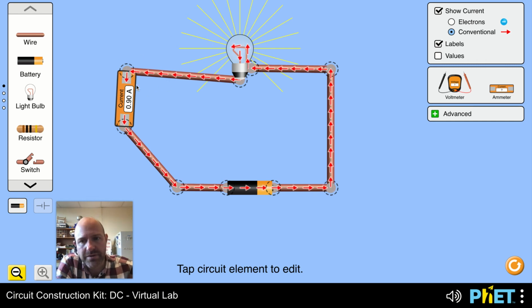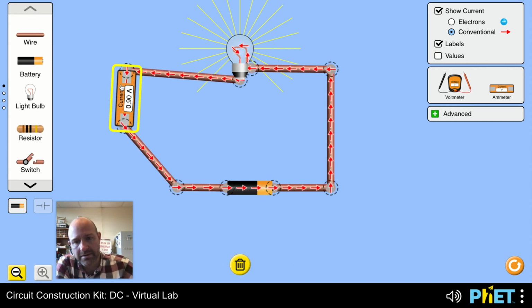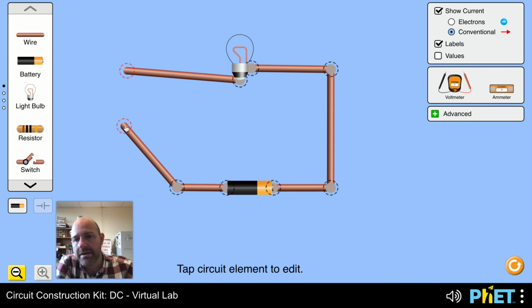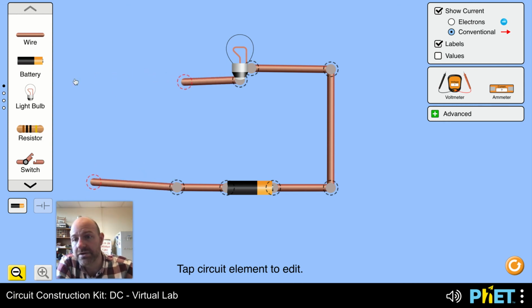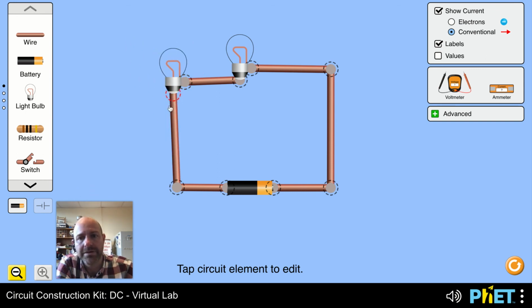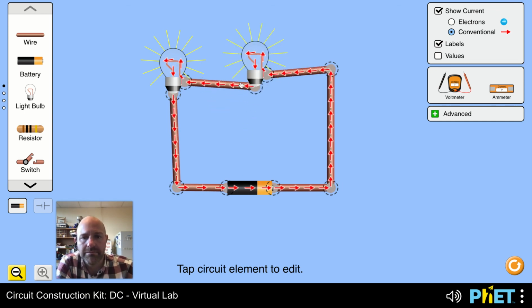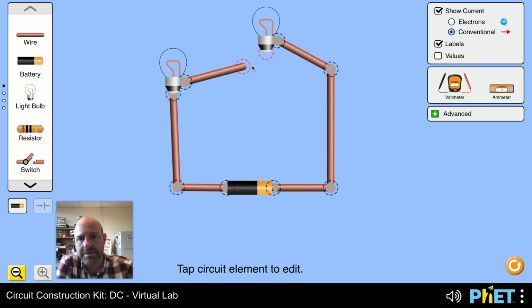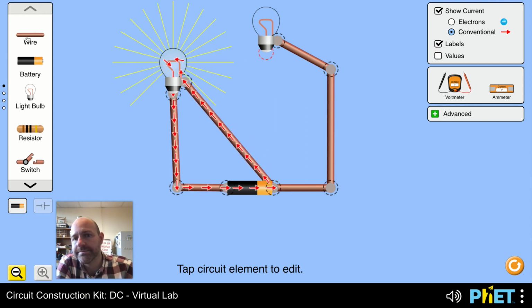Okay, so that's how this sort of system works. You can do all sorts of other useful things, right? You can just delete that. We can make other branches in this circuit. We could put in another light bulb here, 2 light bulbs going together in series. We could break this apart and make a parallel circuit like that. But that one's a mess.